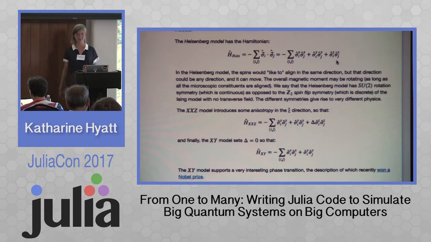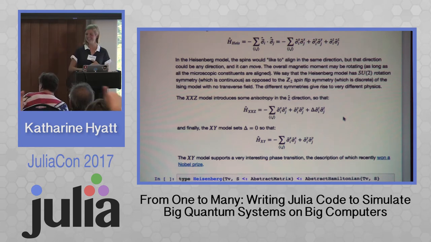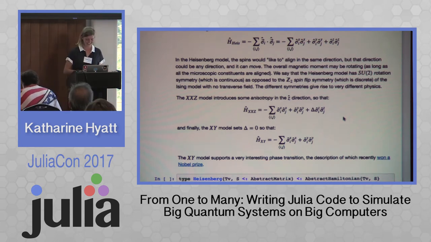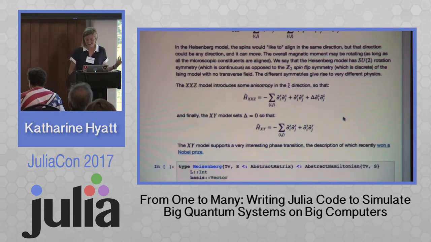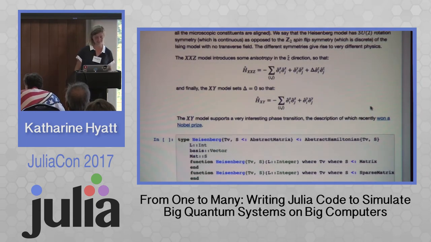And the reason for this, if anybody really wants to know the minutiae, is because the Heisenberg model has SU(2) rotation symmetry, whereas the Ising model only has Z2 spin flip. And SU(2) is a continuous symmetry, and Z2 is discrete. So for the one person here who cares about this, Andy, that's why this guy is somehow more interesting to us, I guess, because it supports a continuous symmetry.